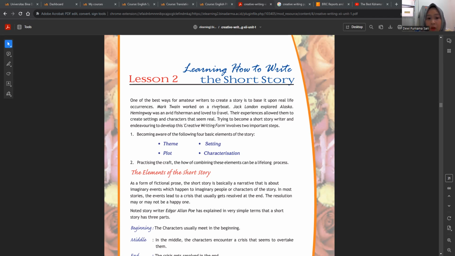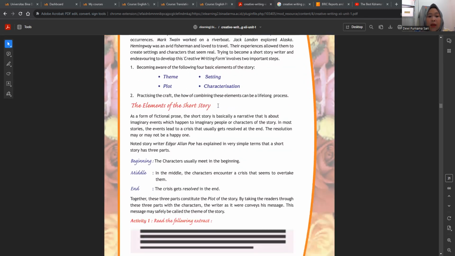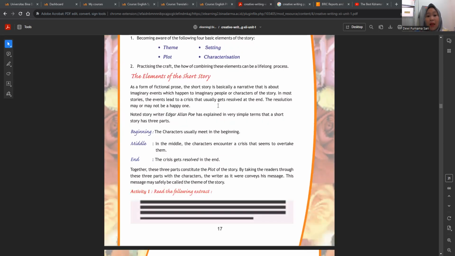Trying to become a short story writer and endeavoring to develop this creative writing form involves two important steps. The first one, you have to be aware of the following four basic elements of the story, such as theme, plot, setting, and also characterization. And the second one, you have to practice how to combine these four elements into a lifelong process. That's why I told you that you have to use the experience that you have already had before. Now you have to know some elements of the short story itself.